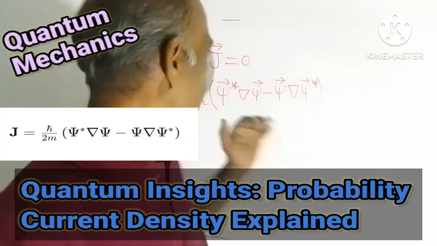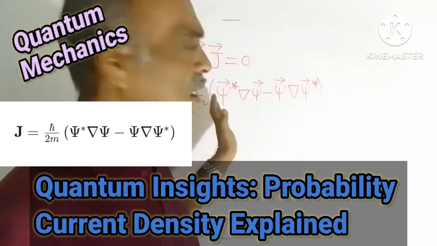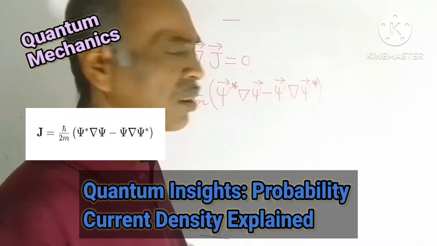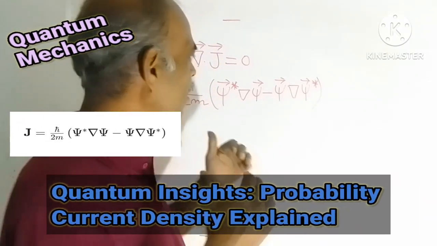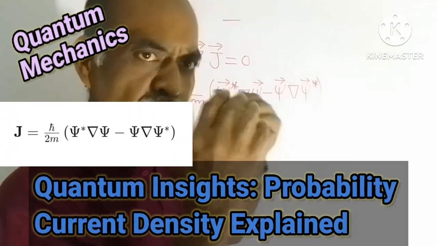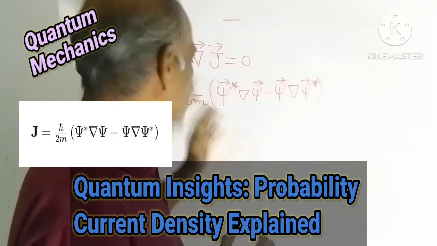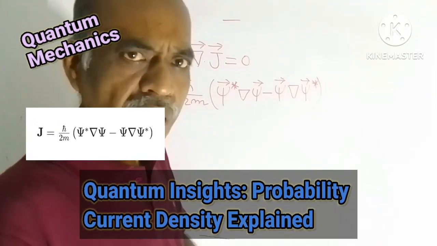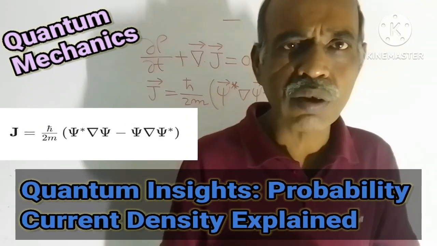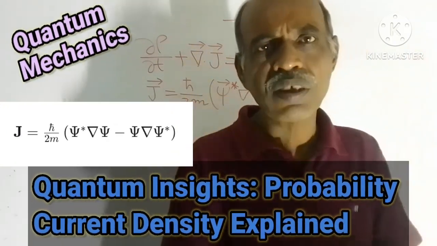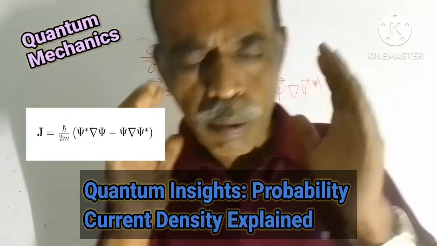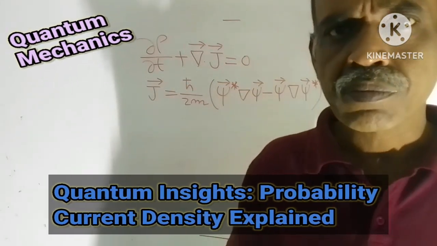So, to calculate probability current density, these are the required things. You have to know the wave function and the corresponding conjugate of that wave function. You have to know the mass of the particle and the reduced Planck constant, that is a constant that is known to you. So, by knowing all these things, you can calculate the probability current density, okay.